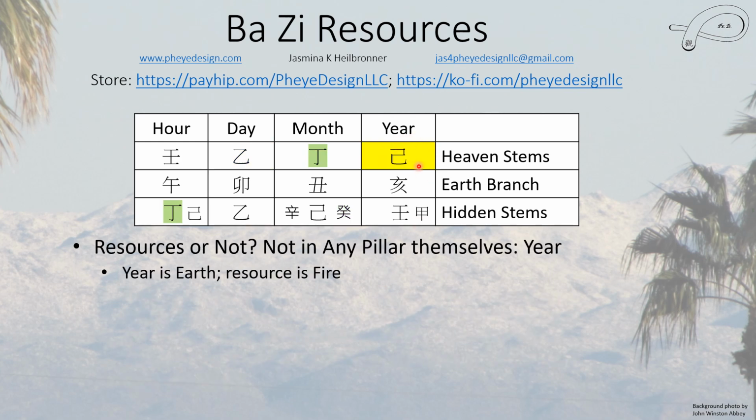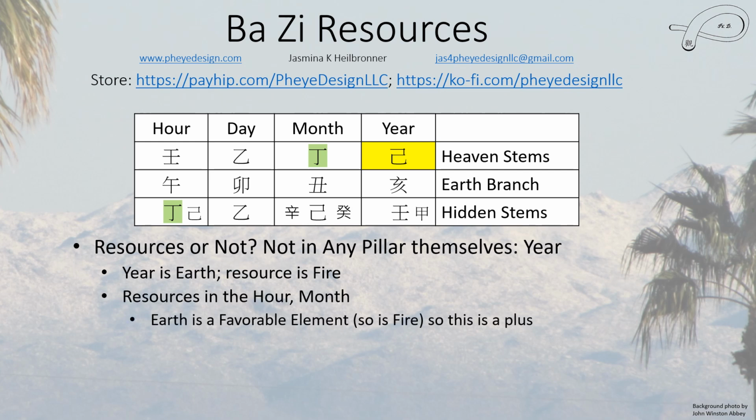If we look at the year, does it have resources? This is Earth. It has 2 fires. So yes, it does. So that's good. Now, the Earth is a favorable element for me, and so is fire. So this is definitely a good thing in my chart. It helps balance the strength of my day master. So that's very good.